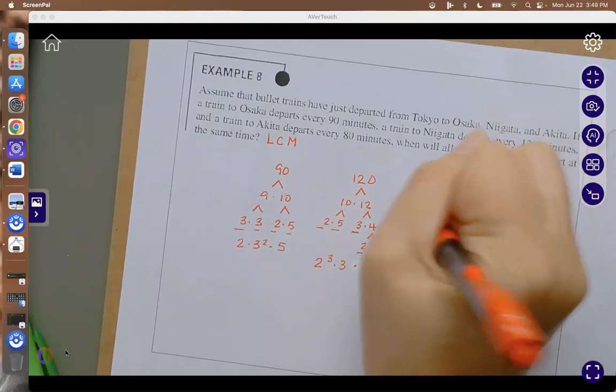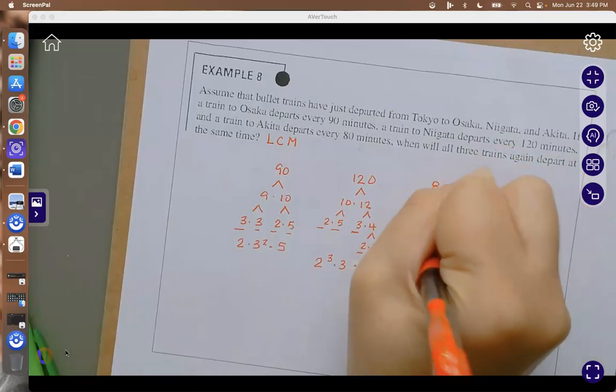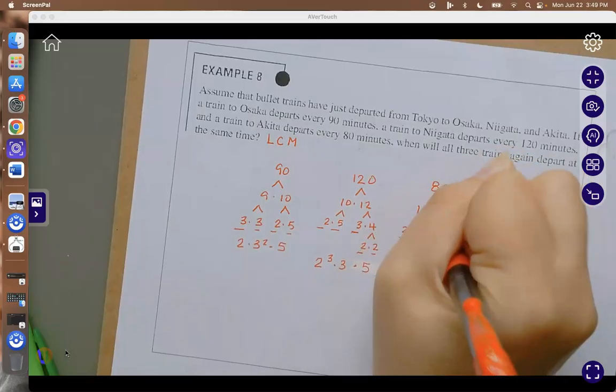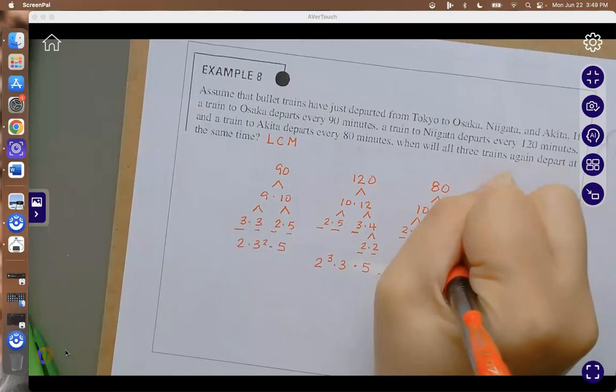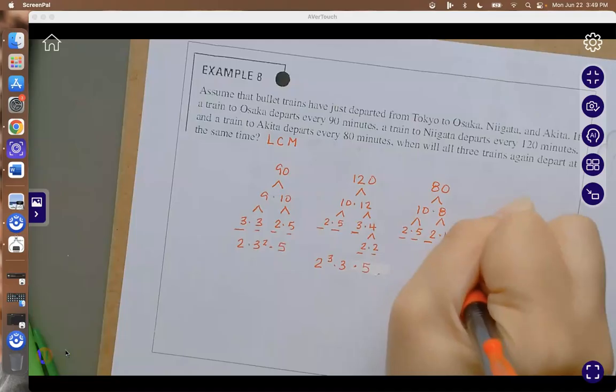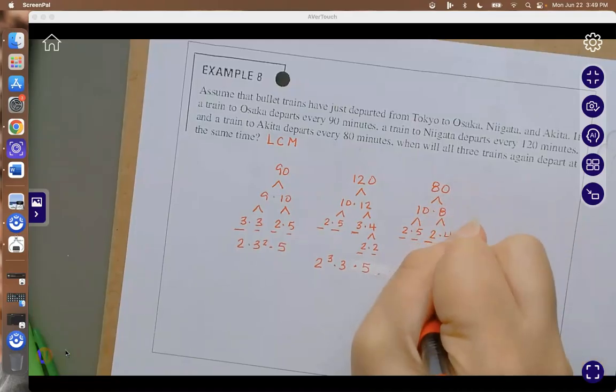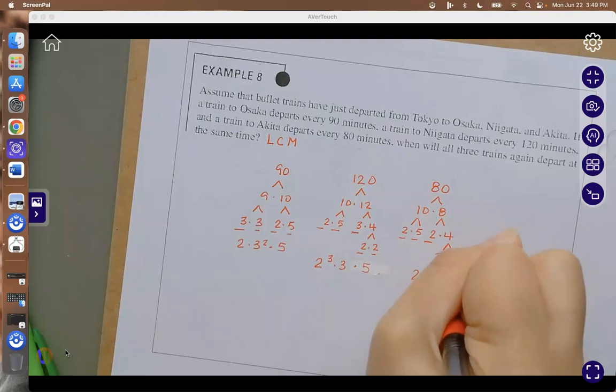And 80 is 10 times 8. That's 2 and 5. Stops. 2 and 4. That's a stop. And this is 2 and 2. So I have 1, 2, 3, 4, 2 to the 4th times 5.